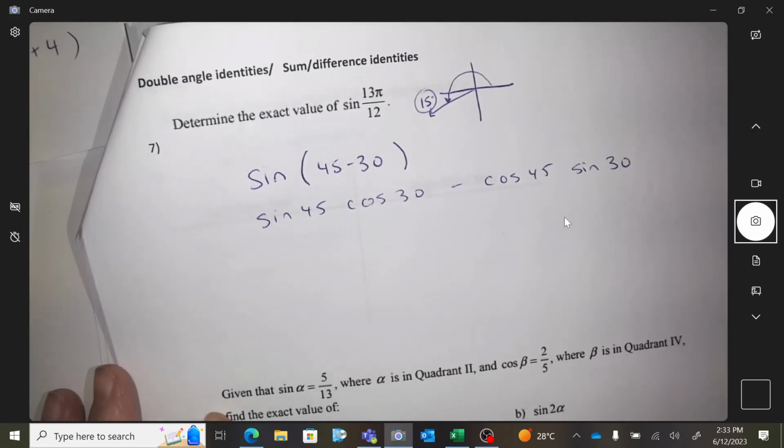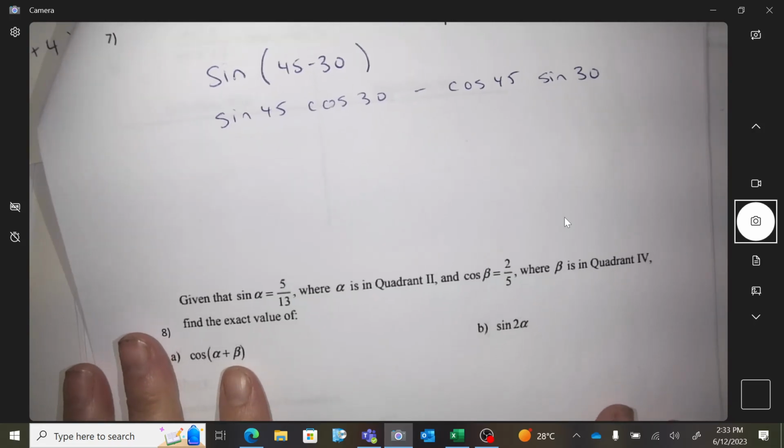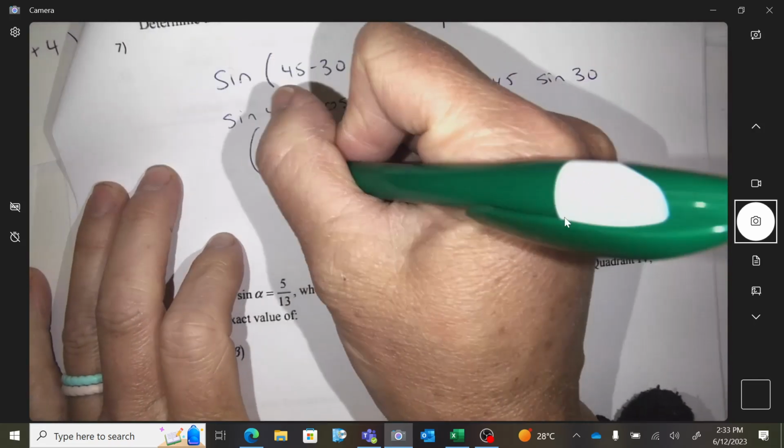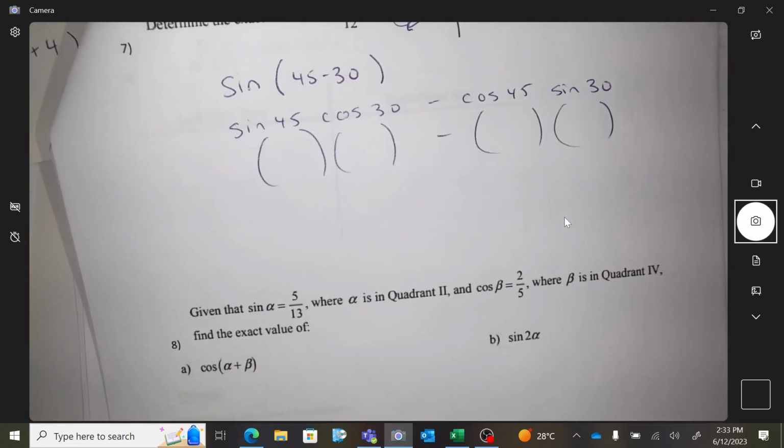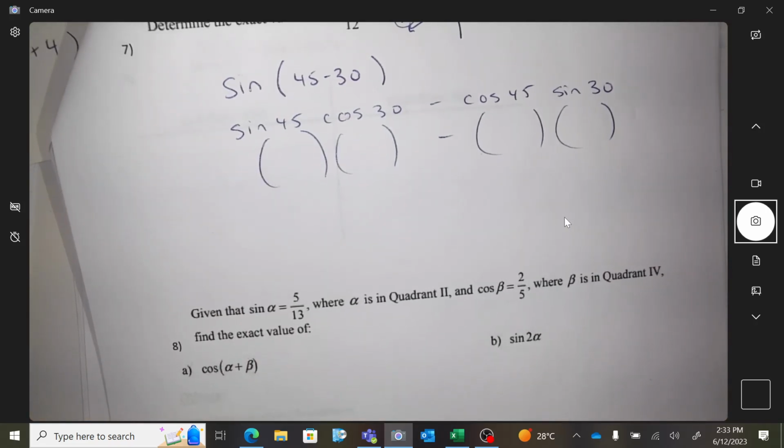To give myself a good start here, I'm going to put these 4 brackets in so that I remember to replace all of those with a trig value. The trig values are all produced from your unit circle, which you will get.